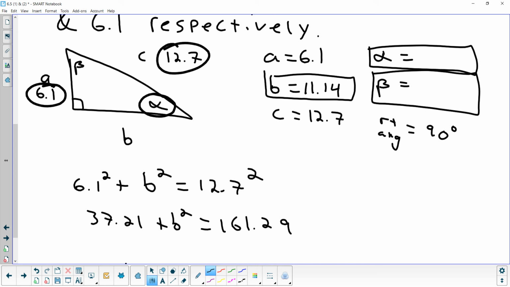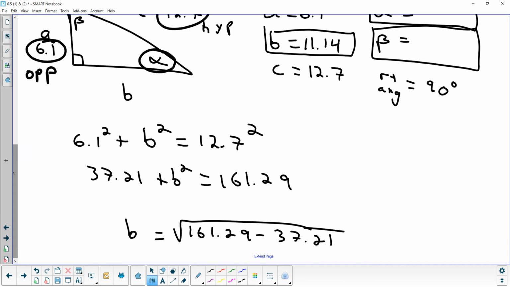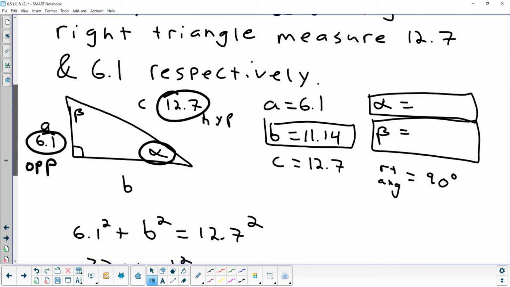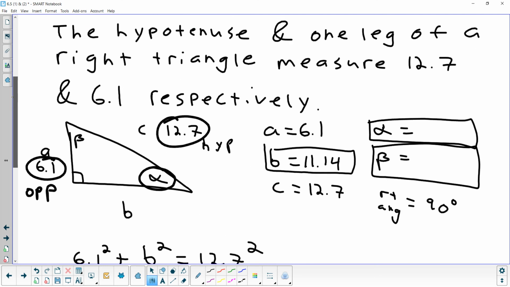for now. What is the name of the 6.1? Madison? Opposite. What about the name of the 12.7? Yep. Hypotenuse. And what trig function involves opposite and hypotenuse? Caleb? Sine. Sine. So let's set this up. So we're finding alpha. So the sine of alpha equals opposite over hypotenuse.